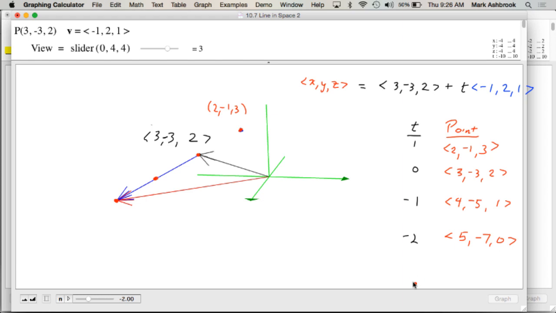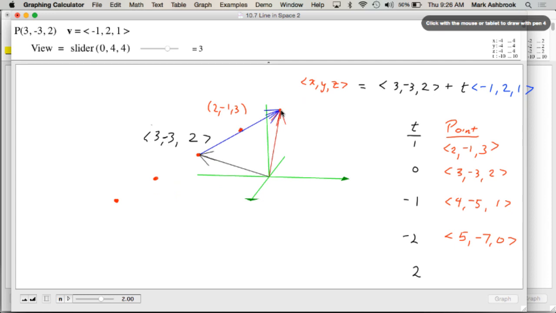And let's just do one more, t equals positive 2. So when t equals positive 2, come way back here. There's t equals positive 2. That's this point right here. They're saying 1, 1, 4. Agreed?